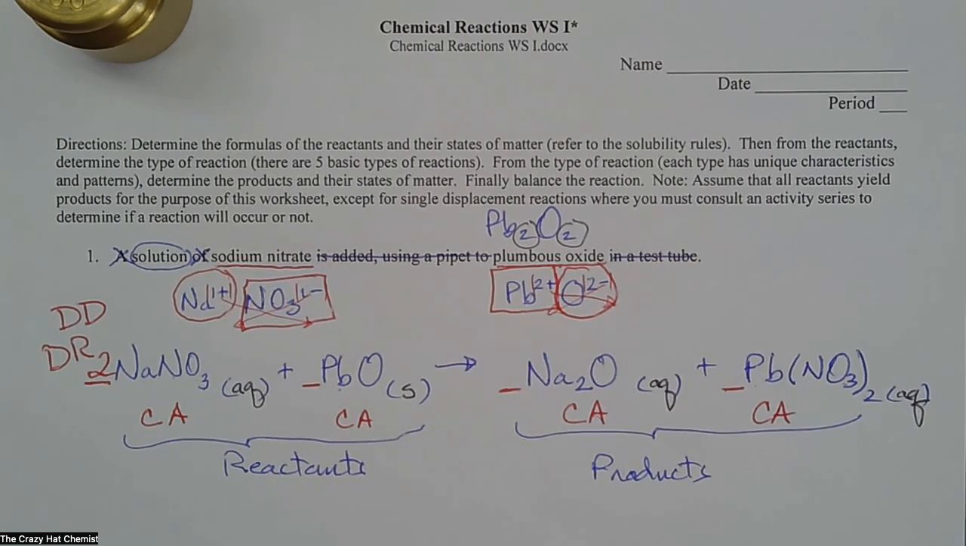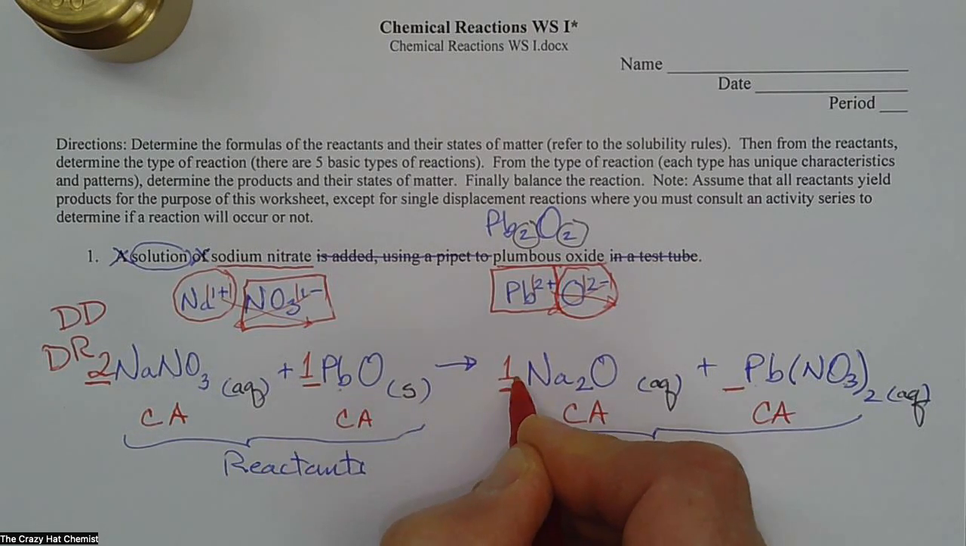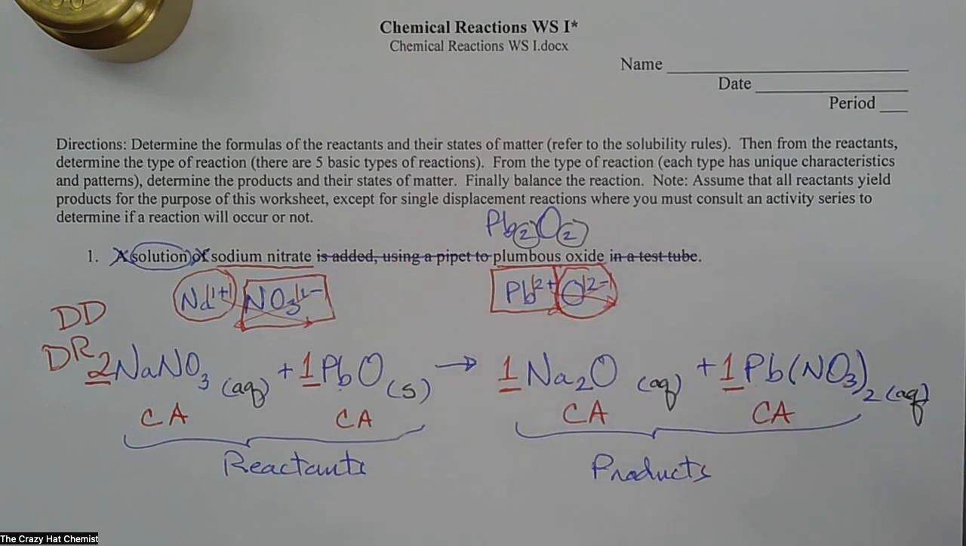Now, I won't do this on the other ones, but these are assumed to be coefficients of 1. So on future problems, I will not write the 1 stoichiometric coefficients. Okay, so this problem is done. Complete, done. We are good to go. We're going to move on to the next problem.